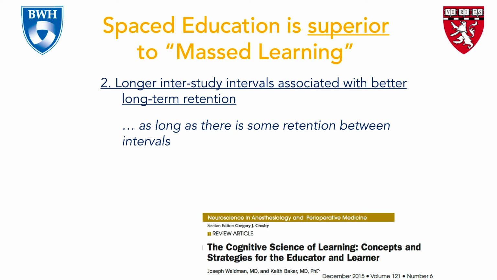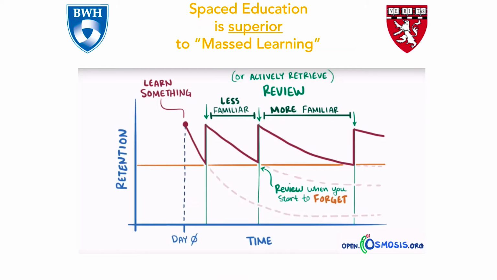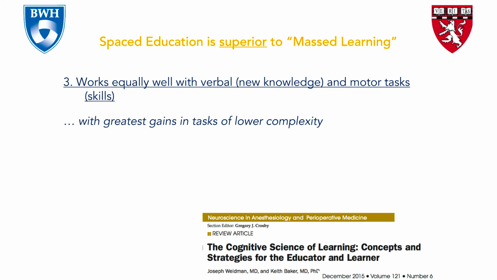Second, longer interstudy intervals have been associated with better long-term retention. The key here is that there needs to be some retention along the intervals. If we think back again to our learning curves, it's really important that we try to review things before we've completely forgotten them. You certainly don't want too much time to elapse so that there is absolutely no retention left before we review a topic again. This was shown also to work equally well with both verbal and motor tasks, so either new knowledge or skills. Oftentimes the greatest gains were made with lower complexity.